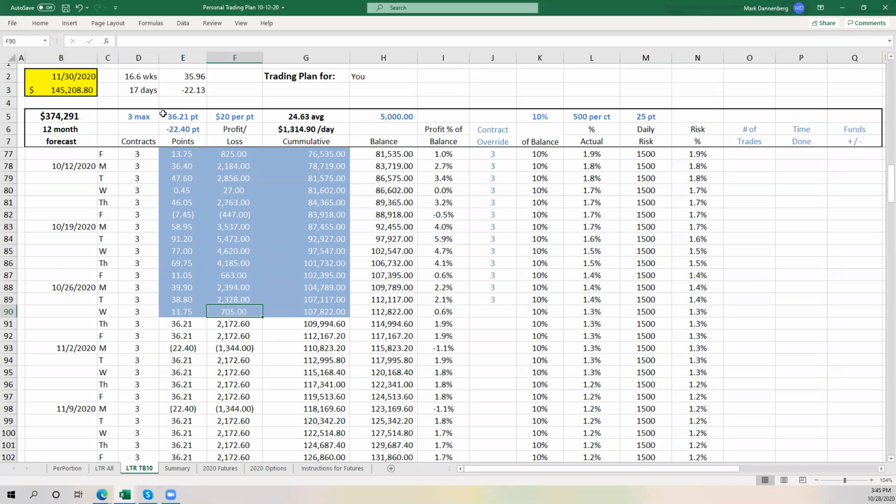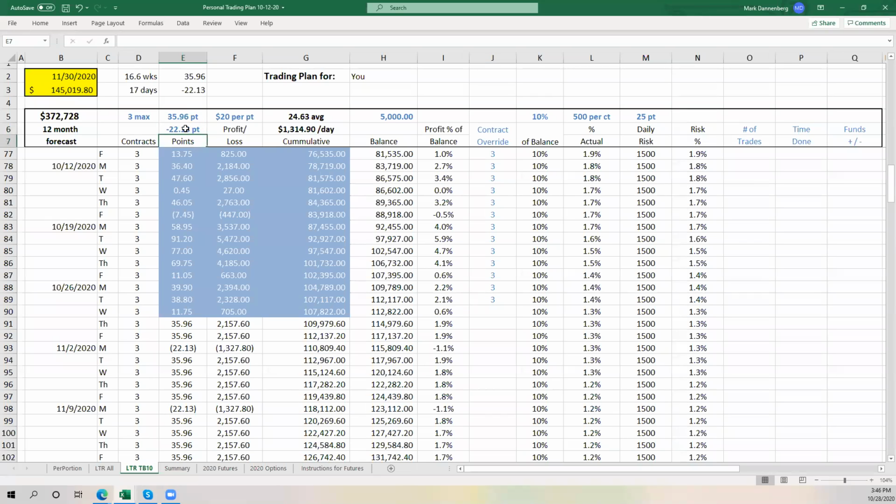All right, so let's jump over to the 7 to 4 category. We've had 17 losing days in 16.6 weeks, so we're almost right on pace to be 1 losing day per week, which is what the original plan for the personal trading plan is. And factoring that in, we have a positive run rate of 35.96, which I'm going to put in here for my future forecast. And we have a loss run rate of minus 22.13.